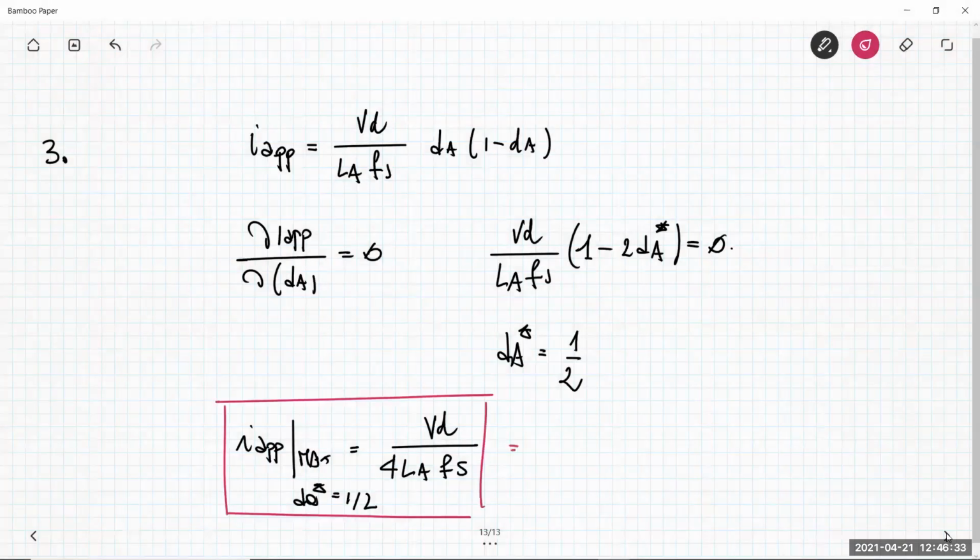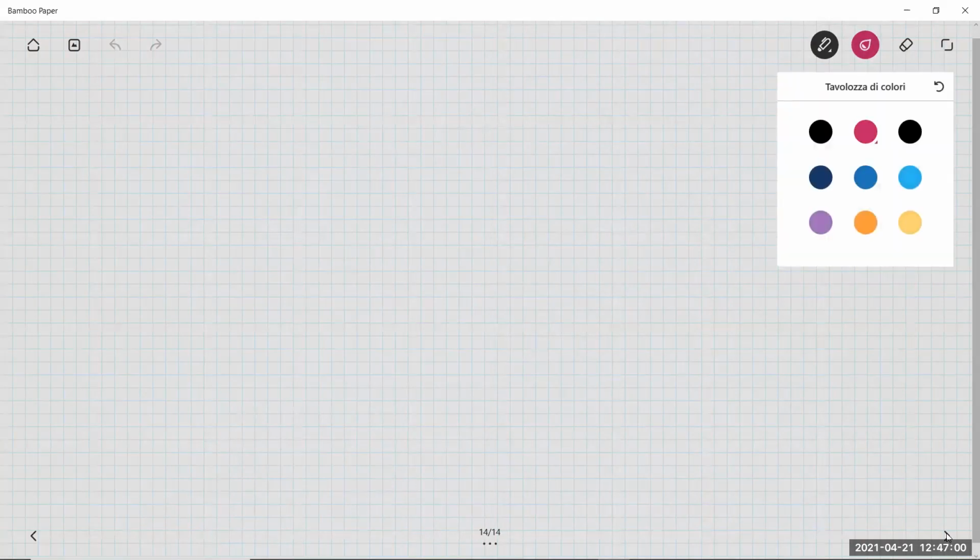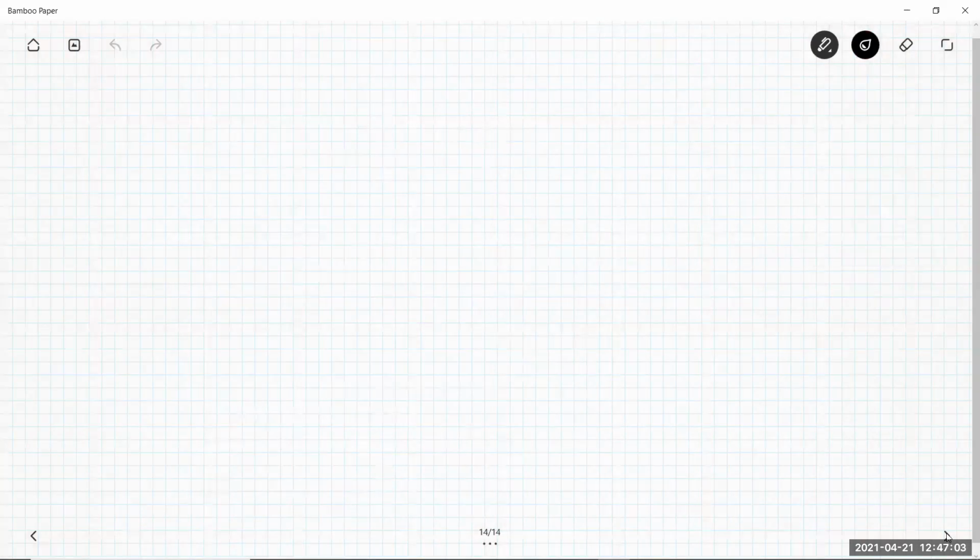This quantity gives us, with the numbers 100 volt, 1 millihenry, 20 kilohertz, 1.25 amp. So you can see that this is quite large, because this is a not negligible fraction of the overall DC quantity, which is 5 amp. So you find before.